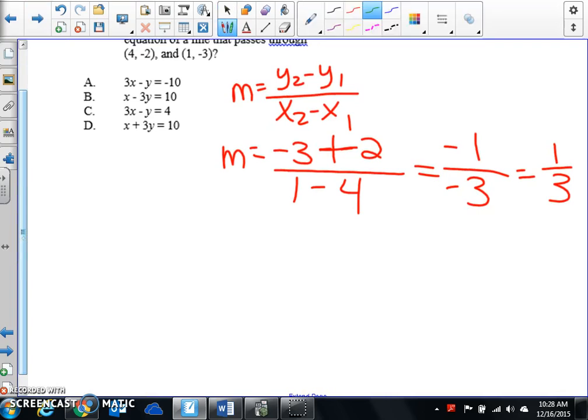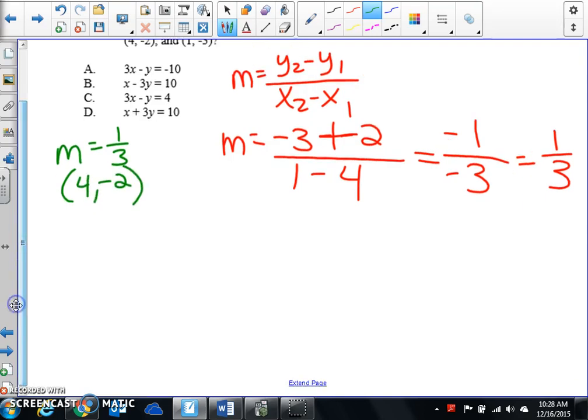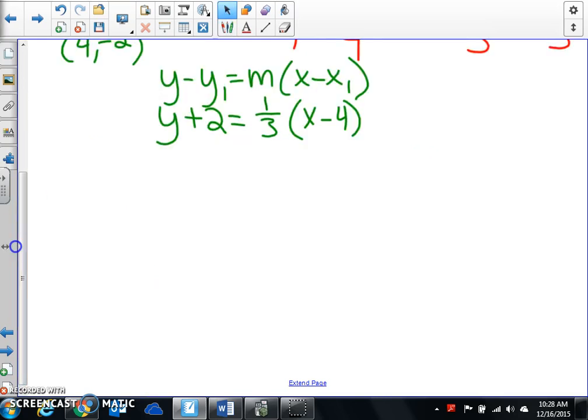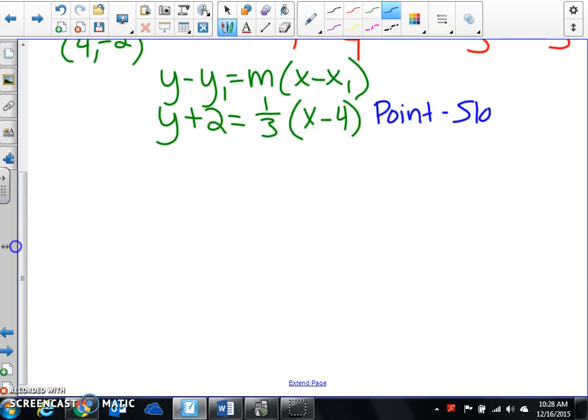All right, so I have a slope of 1/3, and I've got 2 points. I'm just going to grab the first point, 4, negative 2. So now I have a slope, I have a point, so I'm going to go to point slope. Okay, so y minus a negative 2, so y plus 2 equals 1/3 x minus 4. So I go ahead and I distribute, because this is point slope, right? If they asked me for the point slope, I would stop here. Now I distribute 1/3 x.